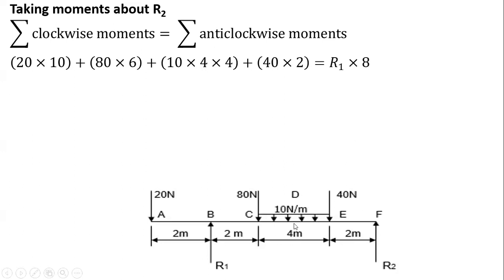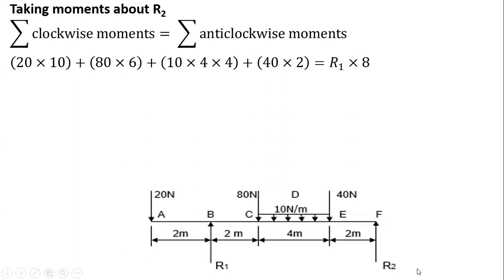Now, one thing you realize is that this 20 times 10 is actually giving me an anti-clockwise moment. The same thing is with all these forces that are acting downwards. The moments that they're producing are all going to be anti-clockwise. The next one I look at is 80, where you can see 80 here.